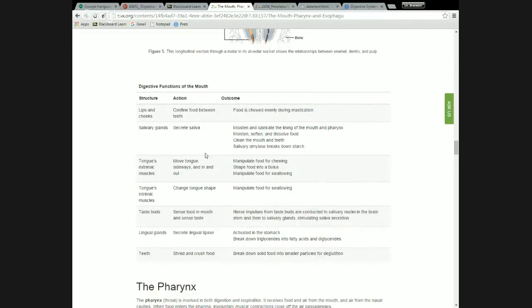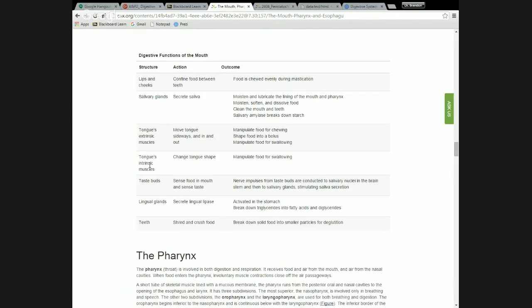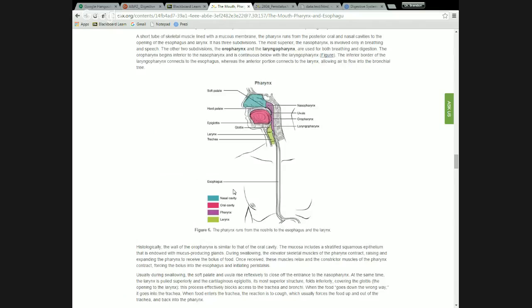The book has in several places tables like this that list the various functions of structures in that part of the book. So these are for the oral cavity.